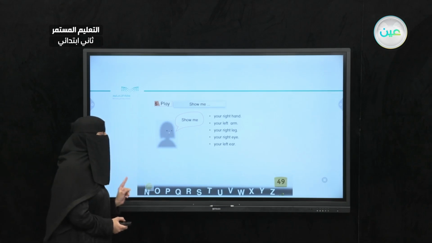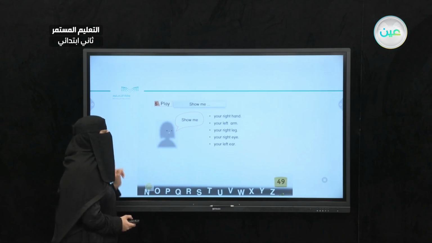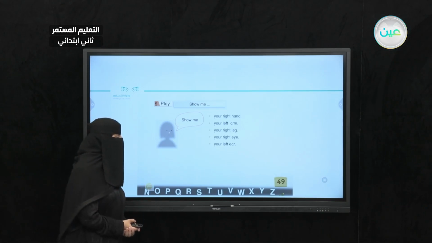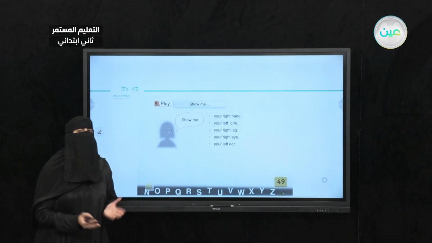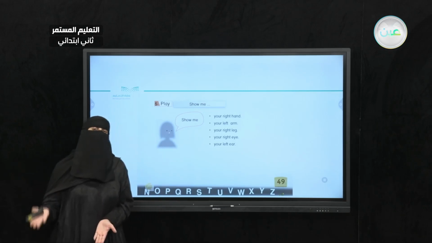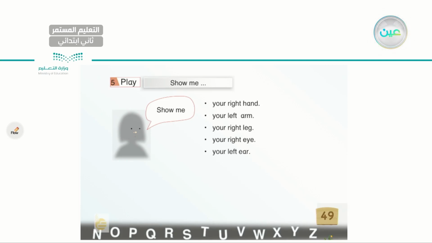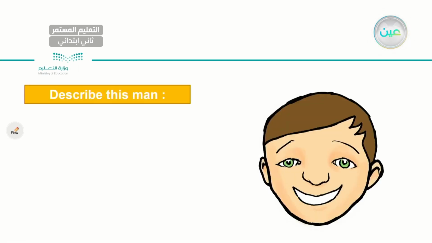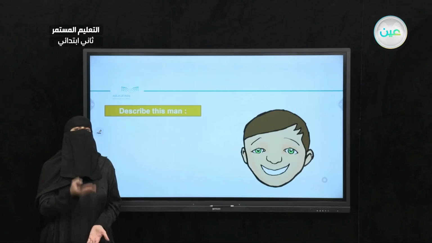You have to be quick in this game. Very good. That is your left ear. Okay? So make sure you differentiate between left and right. Now, as I mentioned earlier in this lesson, we will be able to describe people.